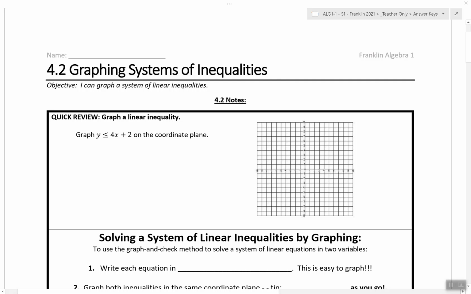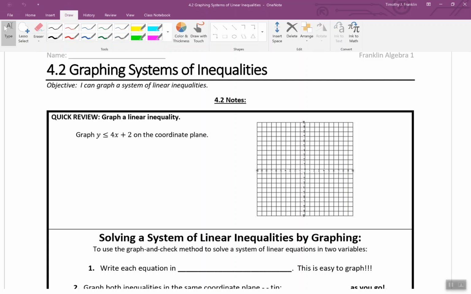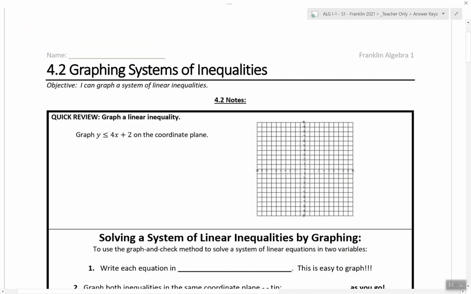Along with graphing systems of equations, we're going to take a look at graphing systems of inequalities, specifically linear inequalities. But in order to graph a system of linear inequalities, we have to remember how to graph a single linear inequality. So let's go ahead and practice that.